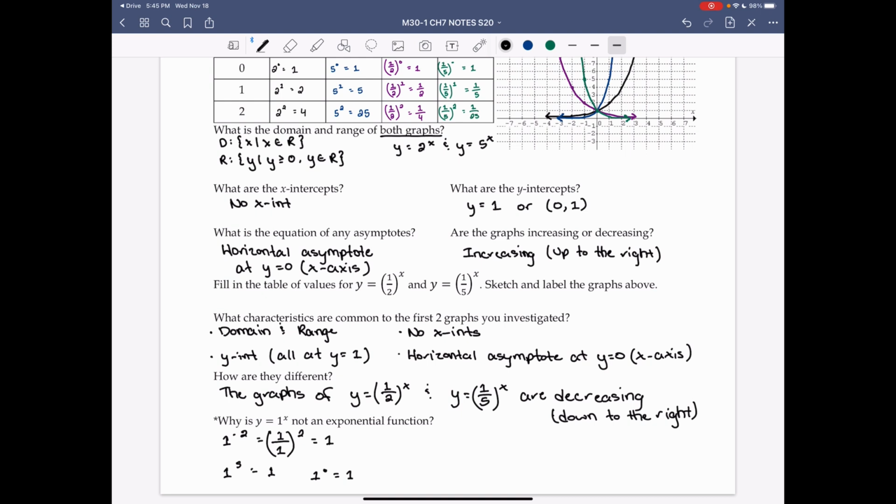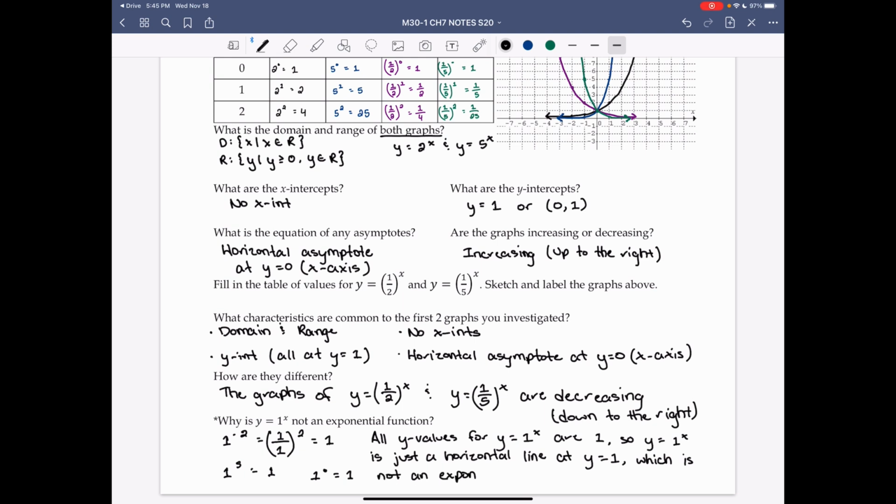So we can say all y values for y equals 1 to the power of x are 1. So y equals 1 to the power of x is just a horizontal line at y equals 1, which is not an exponential function.